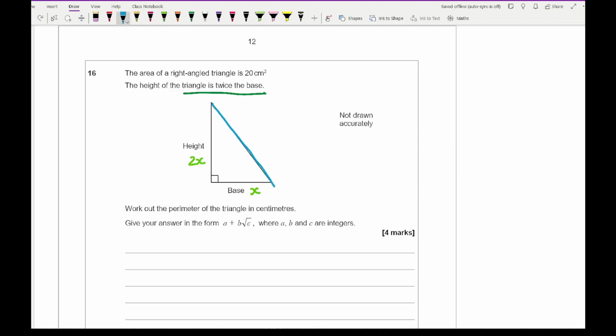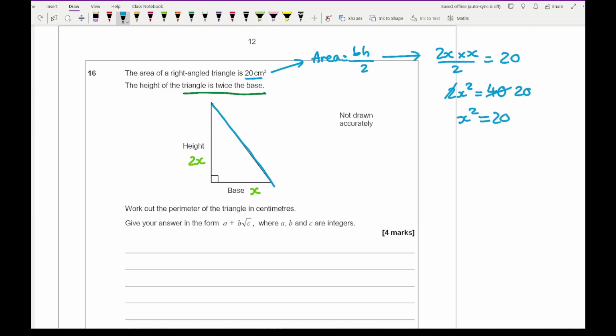So looking at that line there, what I'm going to do first is try and work out what x is, because the area of the triangle equals base times the height divided by 2. Now I know what the area is, and I know what the height and the base are in terms of x. So taking this out, I've got 2x times x divided by 2 equals 20. Simplifying that, I get 2x squared equals 40. Cancelling the 2's, I get x squared equals 20. So x equals root 20.